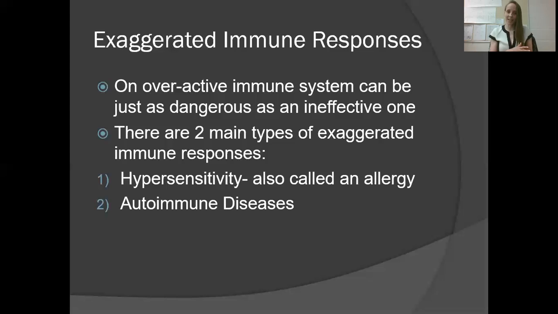The opposite end of that spectrum is exaggerated immune responses, where the immune system is actually overactive and can be really dangerous. It can actually be just as dangerous as an ineffective immune system. And there are two different types of exaggerated immune responses. One is hypersensitivity, which is just an allergy, and the other is autoimmune diseases.